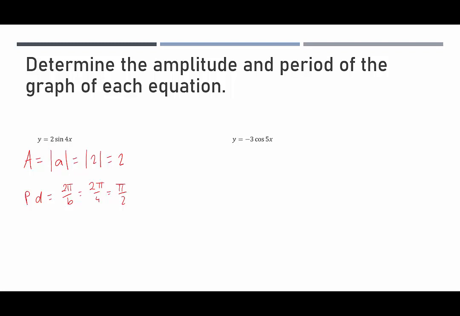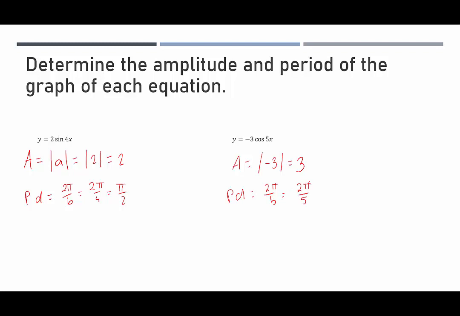In our second example, we have y equals negative 3 times the cosine of 5x. The amplitude is going to be the absolute value of a, which is the absolute value of negative 3, which is 3. And then the period is going to be found by taking 2 pi and dividing it by b. In this case, b is equal to 5, so one complete period here would be 2 pi over 5.